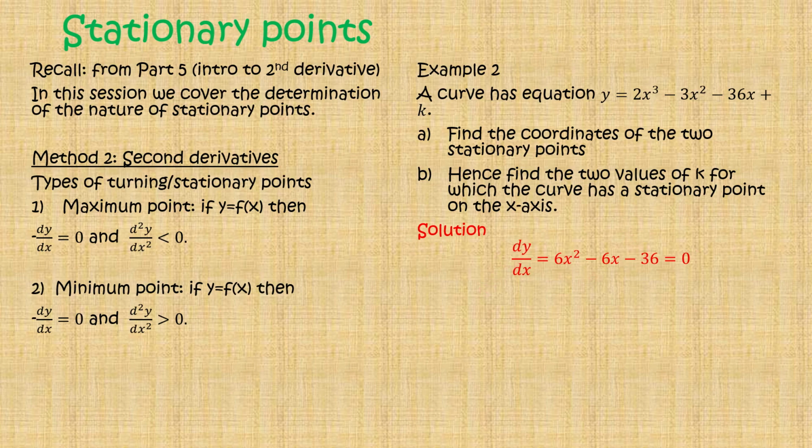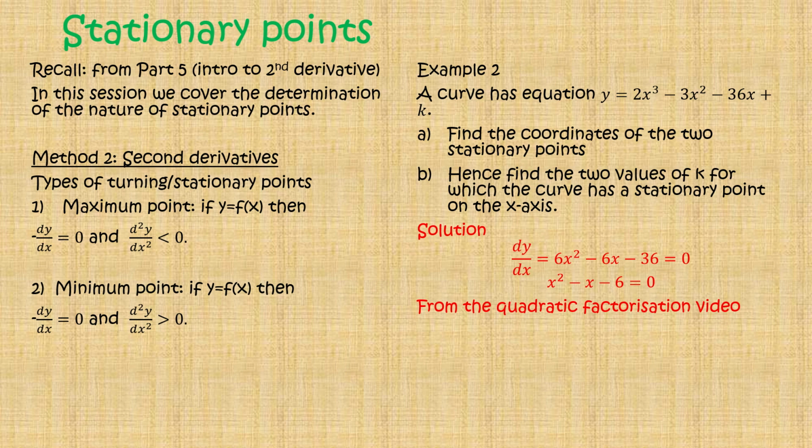Now with that, we want to solve for x. But before we do that, we can actually simplify our work by dividing throughout by 6 so that we have x squared minus x minus 6 is equal to 0. Now, from the quadratic factorization video, we have a playlist on quadratics. Make sure to check it out so that you benefit a lot from it. We know that we can use the factorization method to solve this particular equation.